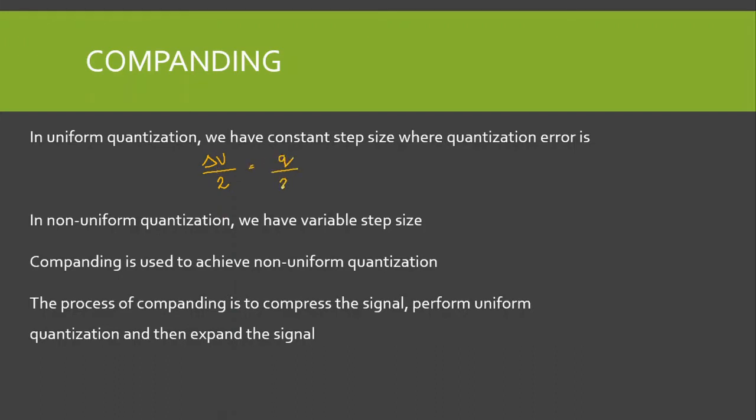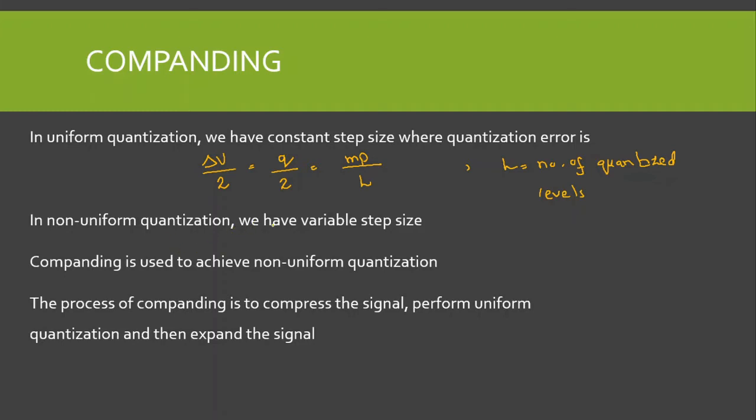We can also write this as Q by 2, where Q is again the step size, and this was equal to MP divided by L, where L is the number of quantized levels. Now we have another type of quantization, which is non-uniform quantization.